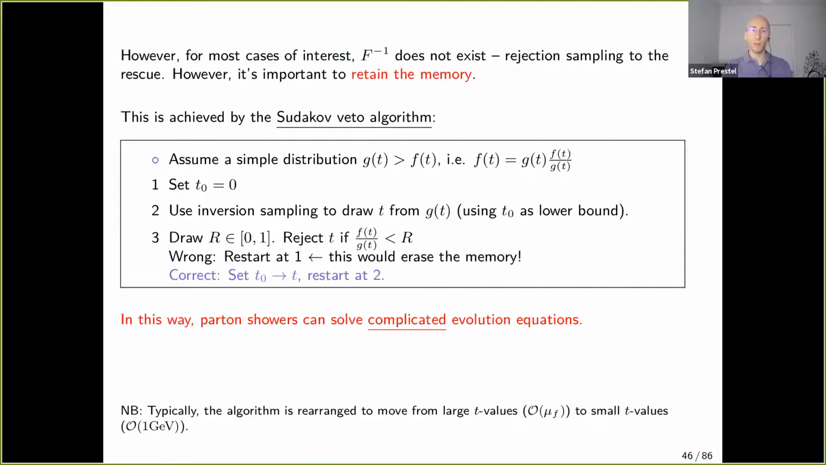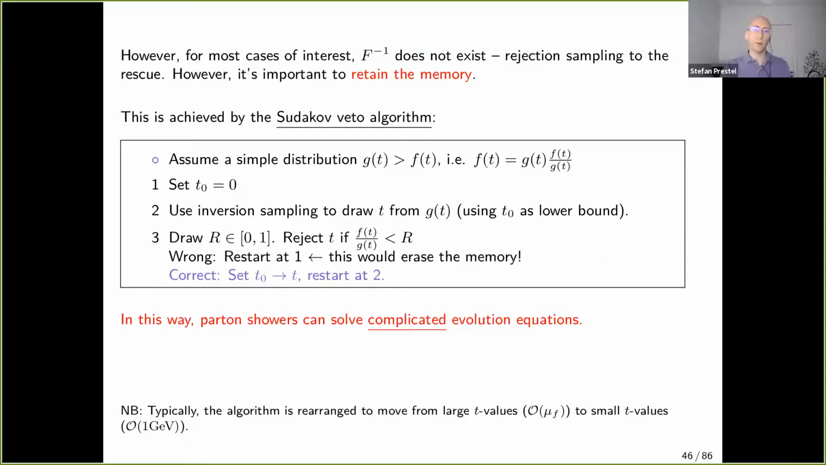So in order to retain the memory, you have to use this additional restart criterion that depends on your previous rejections. This is called the Sudakov-Veto algorithm. Again, you'll hear more about it in the shower lecture.